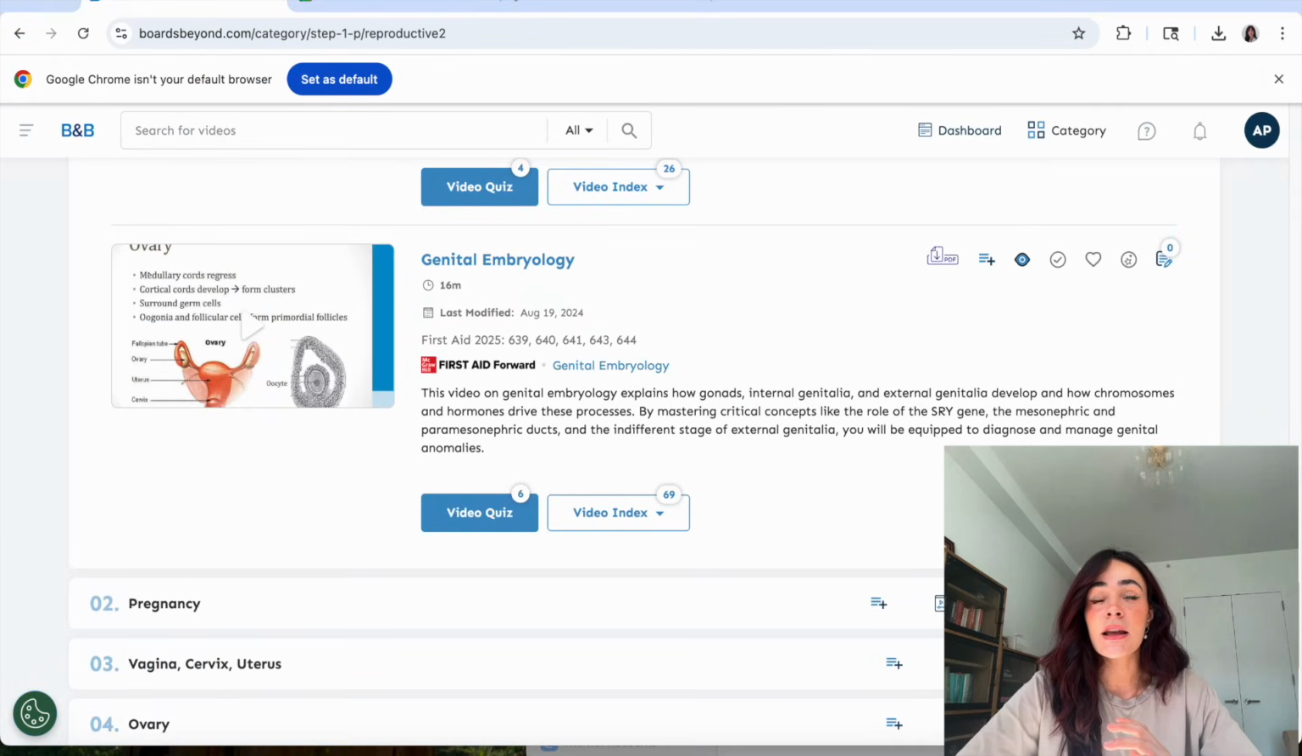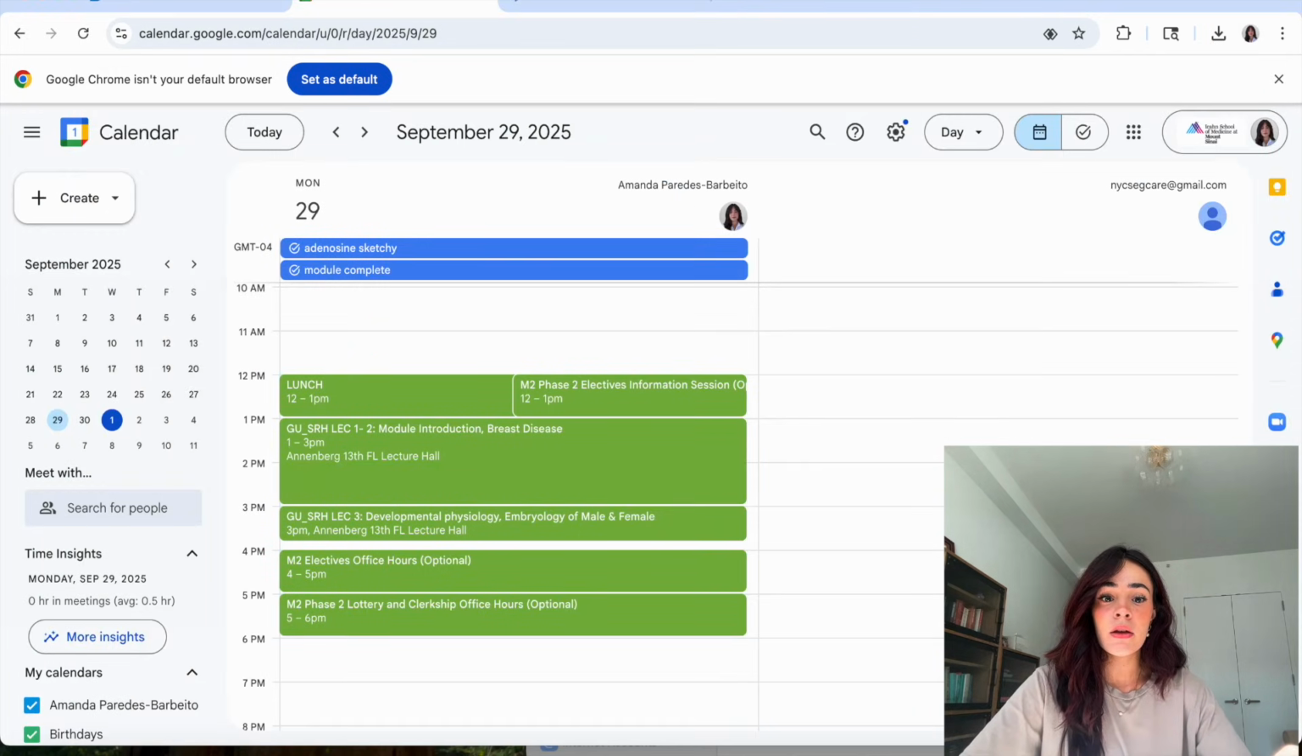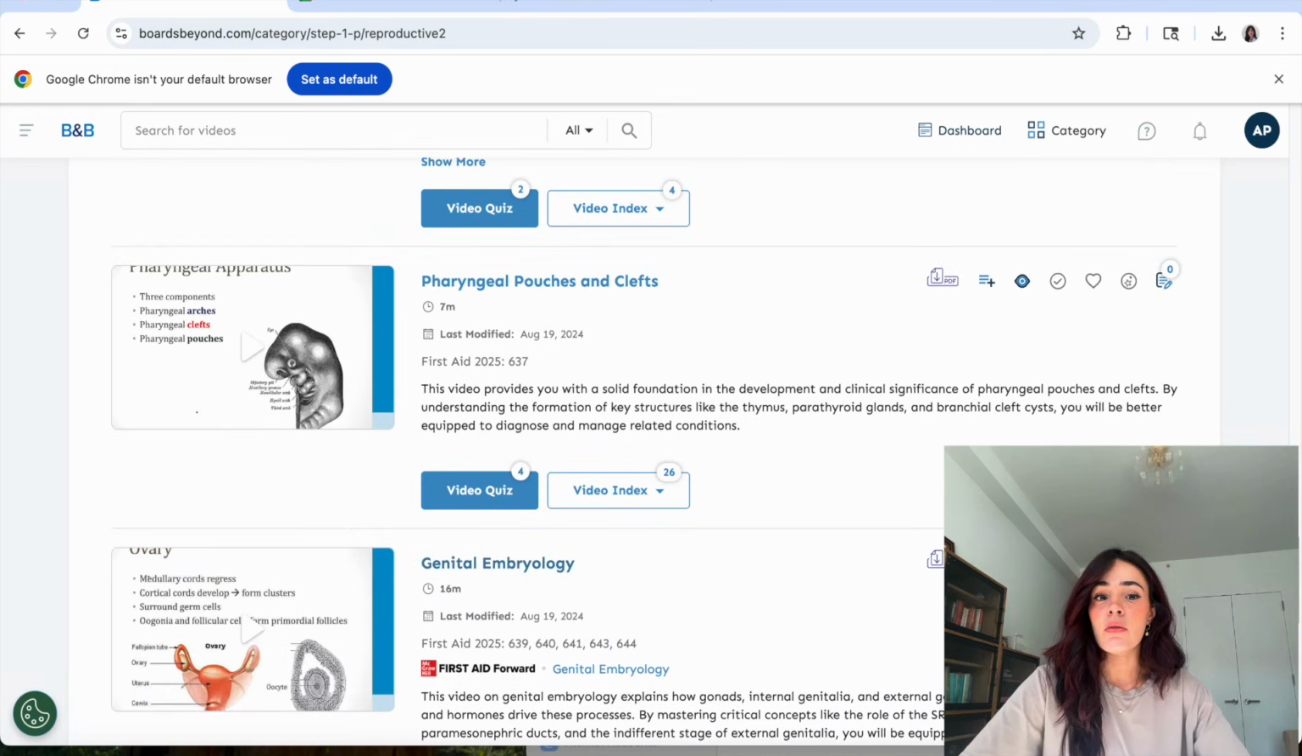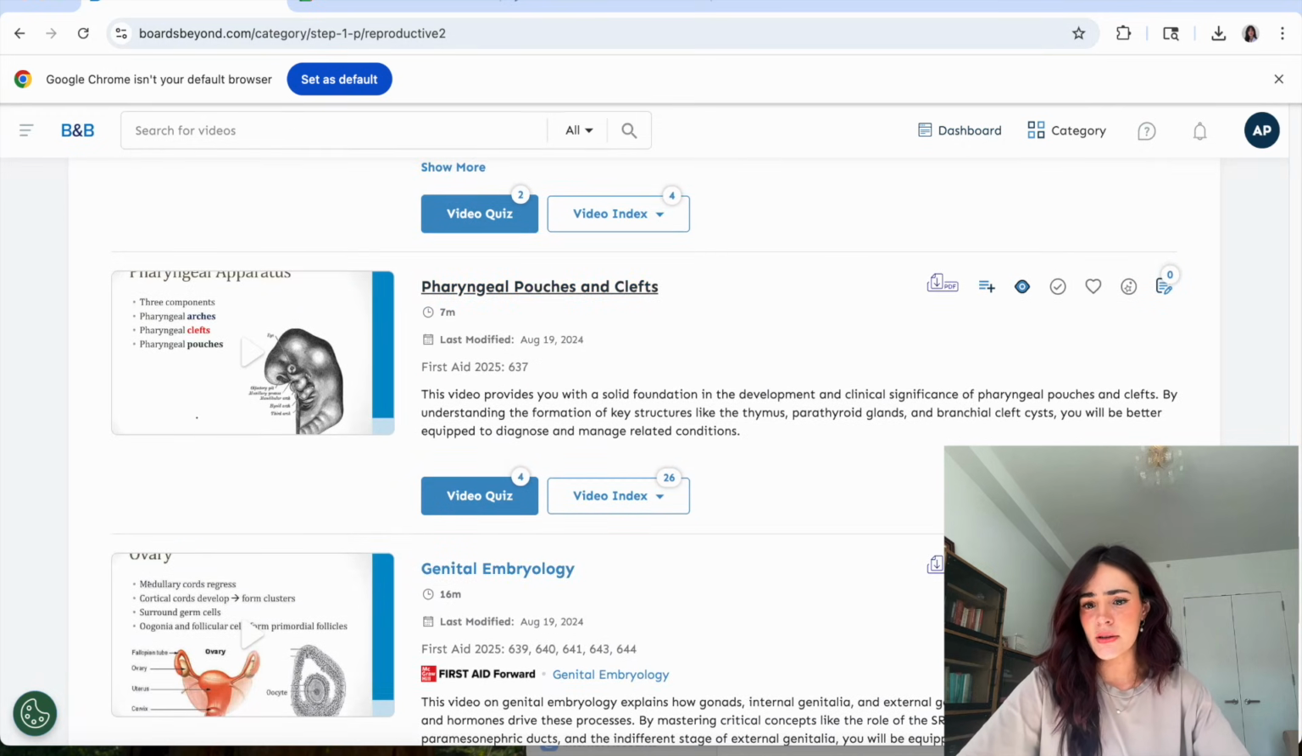And it can be a little nerve-wracking at first because you're like, well, what if in this lecture here they actually cover a little bit of pharyngeal pouches and clefts.